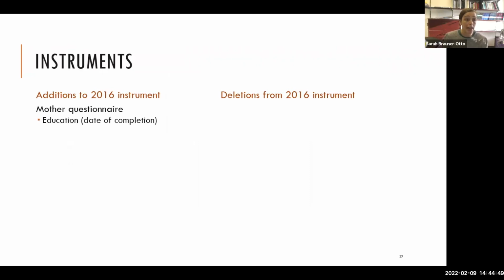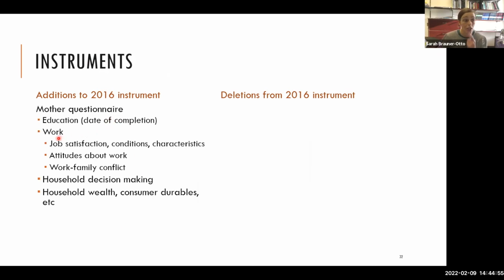So we're going to add some information to the mother questionnaire so we can get educational completion, add some more work attitudinal questions, satisfaction questions, trying to learn a little bit more substance about women's work and about the work-family conflict that women are experiencing. We have a few questions to get at household decision-making, and then household wealth, primarily measured by consumer durables. And of course, the work history calendars, which I'll talk a little bit more about in the next slide.